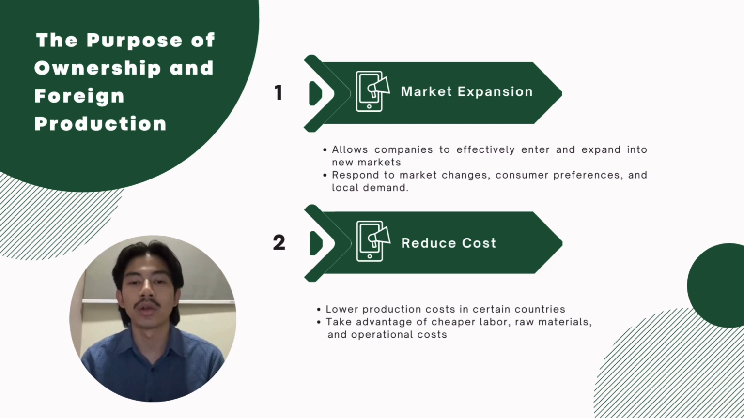The second point is reduced cost. Foreign production ownership often results in significant cost savings due to lower production costs in certain countries. The company can take advantage of cheaper labor, raw materials, and operational costs in many developing countries compared to their home countries. This reduction in production costs contributes to economies of scale, lowering the cost per unit, and the company can price their products more competitively while maintaining their profit margin and investing their savings. For example, Apple has set up manufacturing in China, where the expenses for labor and production are lower compared to the United States.